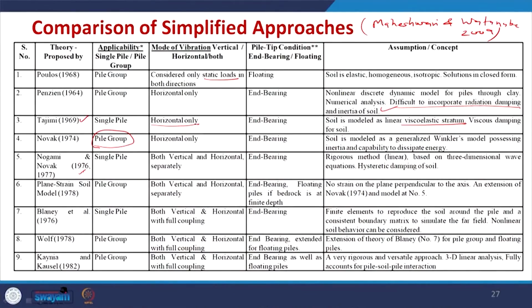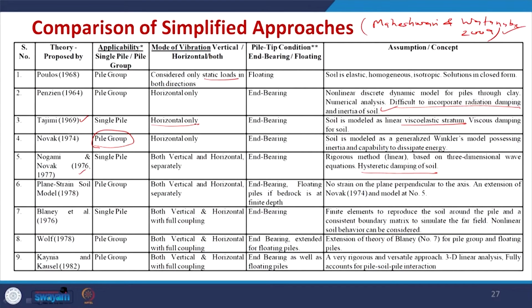In fact, in 1976 and 1977, the later work by Nogami and Novak themselves was on single piles. Both vertical and horizontal modes of vibration were done separately, for end bearing piles, and this is a rigorous linear method based on 3 dimensional wave equations. Static damping of soil was considered by these researchers. Then a plane strain soil model was considered in 1978. You will find the details of all these reference citations in the publication by Maheshwari and Watanabe.